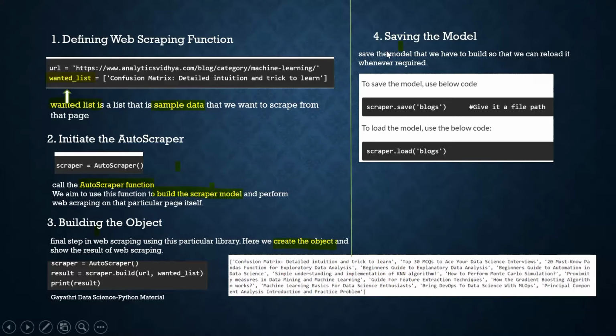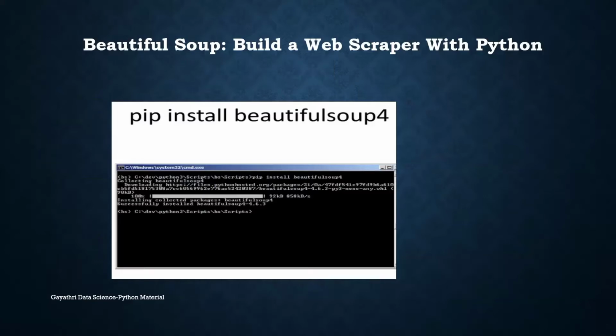In order to save the model, you're going to use a dot save function and then a dot load function to load the model later. So this is about the autoscraper library. Okay, next one is going to be Beautiful Soup. Beautiful Soup is also one of the most widely used libraries for web scraping. It helps you to create a soup object, and it helps you to parse the data through the HTML content of the web page. So that is the importance of using Beautiful Soup.